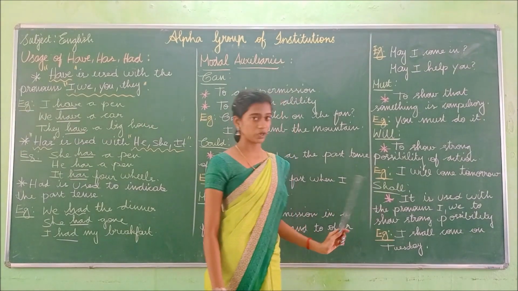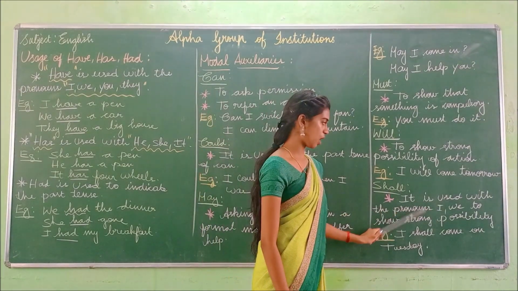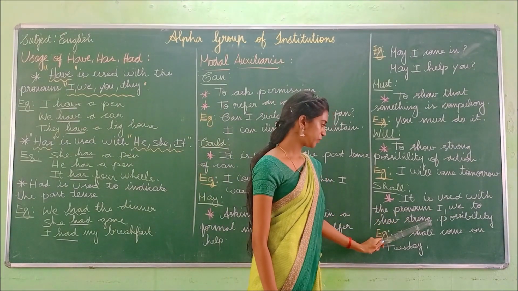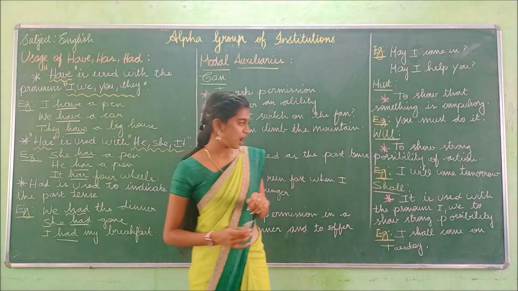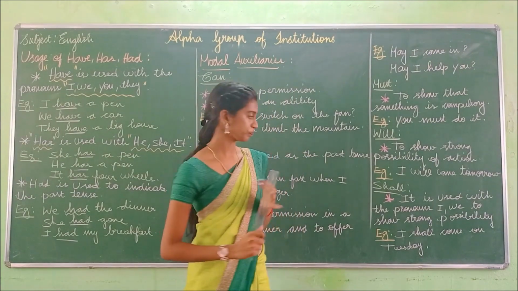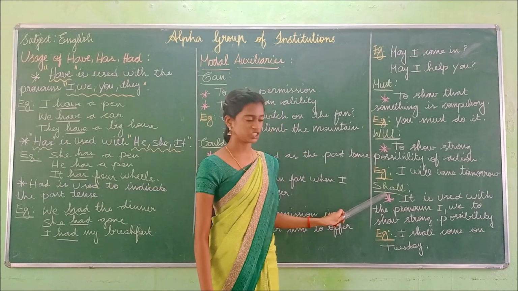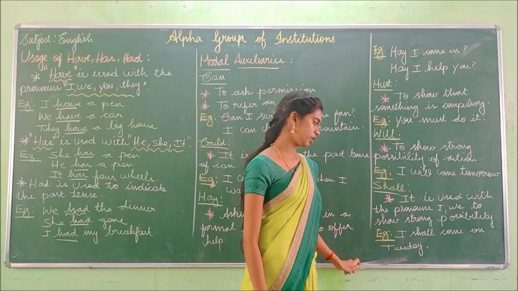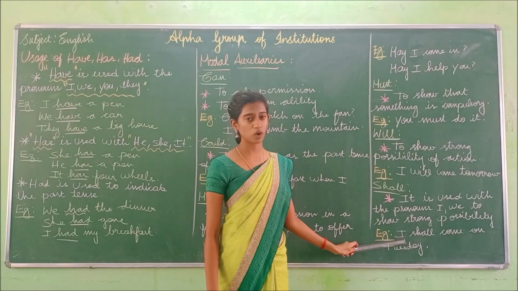The last one we are going to see is shall. It is used with the pronouns I and we to show strong possibility. I and we are the first persons. So for the pronouns I and we, we have to use shall. I shall come on Tuesday. The pronoun I has come. So if the pronoun I comes, what do we have to use?